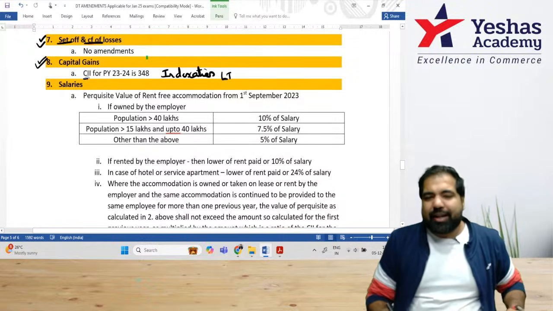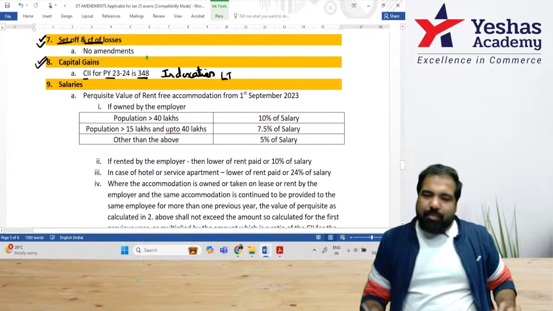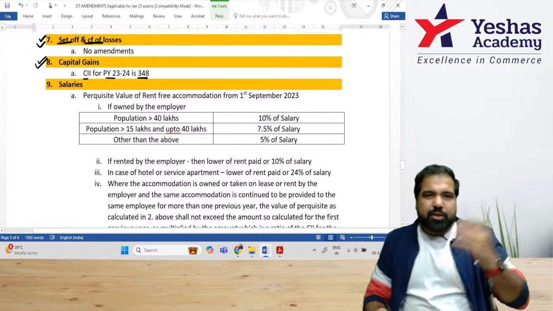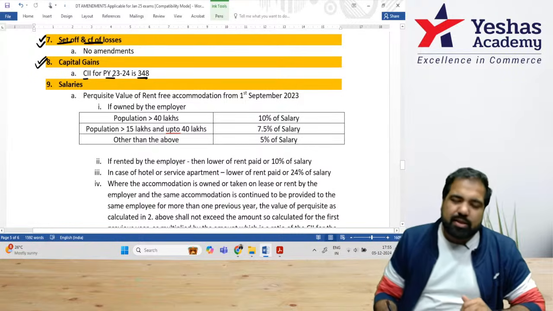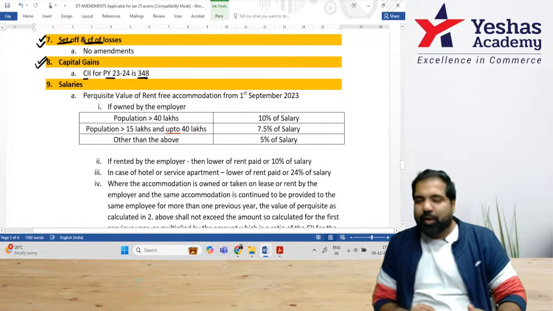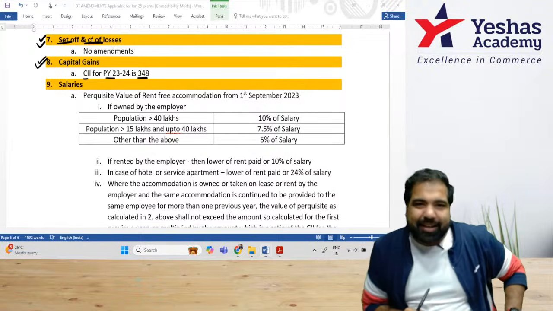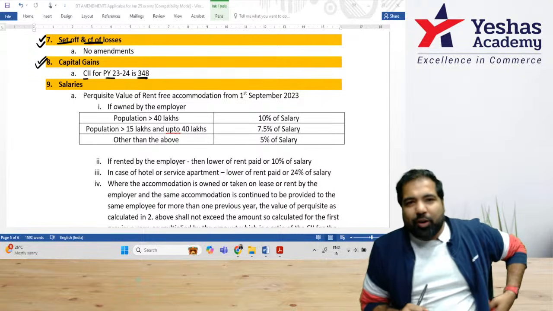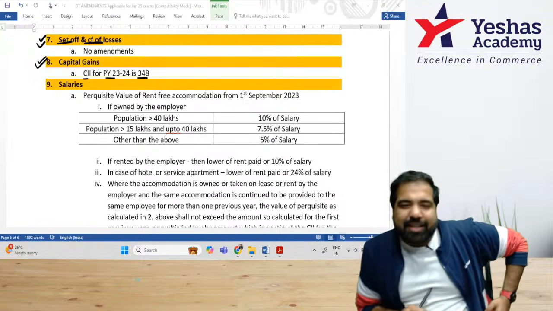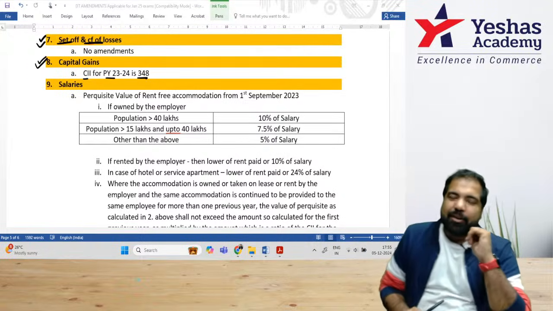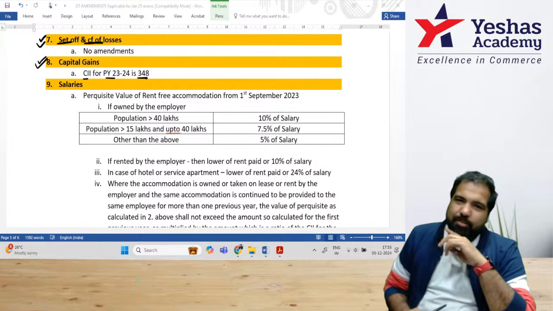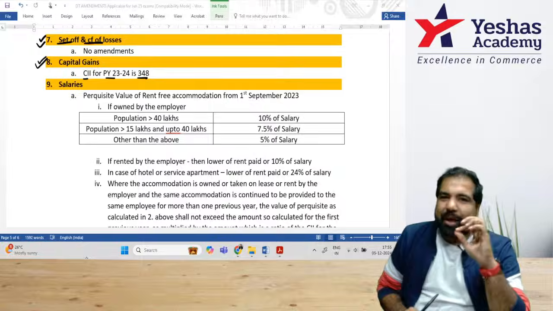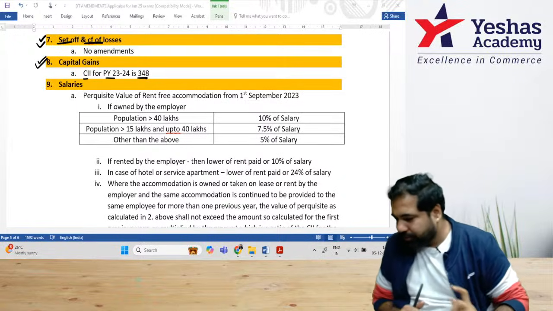The indexation CII for your year is 348. What do I mean by this? Obviously, they will give it to you in the exam, but in case they don't, the first year, that is 2001-2, is 100, and this year, your exam year, is 348. Guys, if some friend tells you that indexation is not a part of your portion anymore, block that friend. That's wrong information. Your amendment year is 23, Finance Act 2023. Till June of that year, we did not have this indexation concept removed. So it's very much a part of your portion. So in the exam, if you see a long-term capital asset, please do indexation.